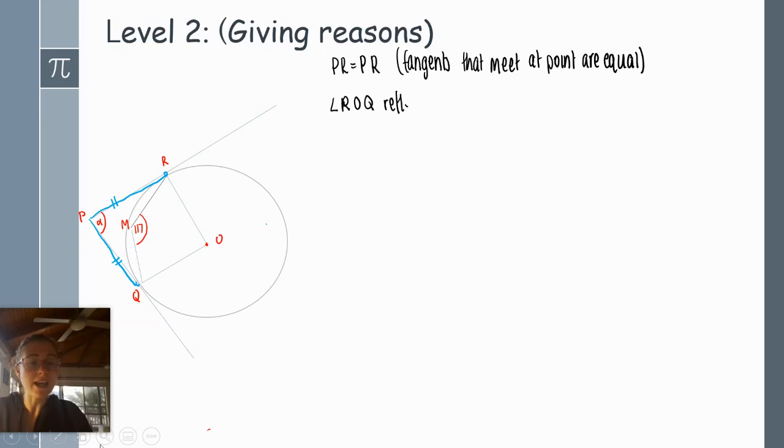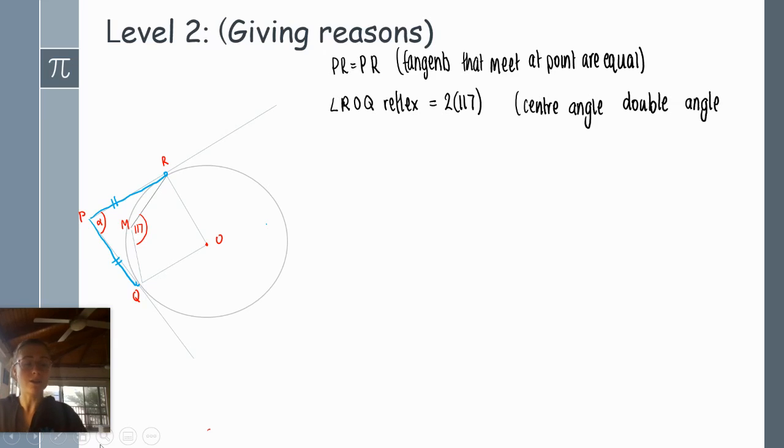So I can find angle ROQ, the reflex part, because I have angle RMQ. This would be angle at the center is double the angle at the circumference. But remember, they both have to be either to the left or to the right of their respective angles. So angle RMQ is 117, so the reflex part of ROQ would be 2 times 117, which is 234 degrees. And I'll draw this in here.